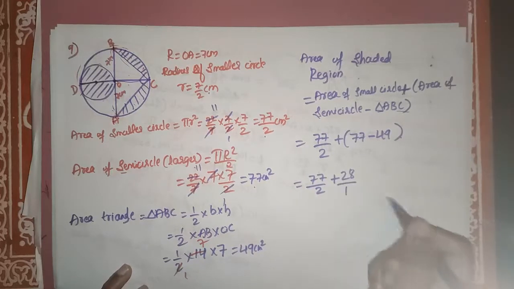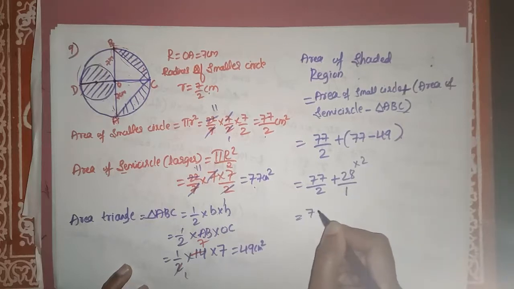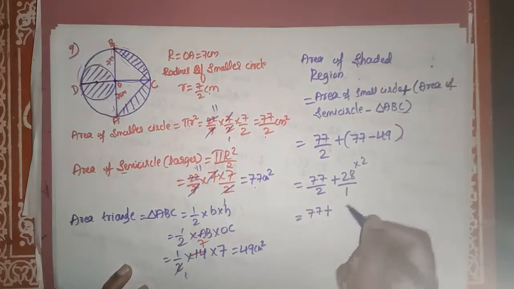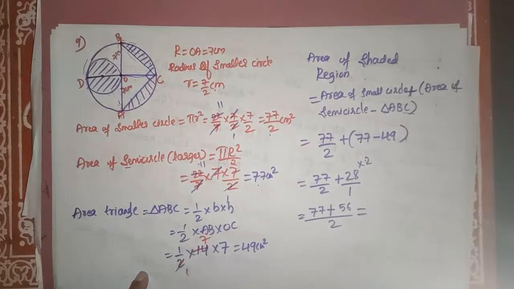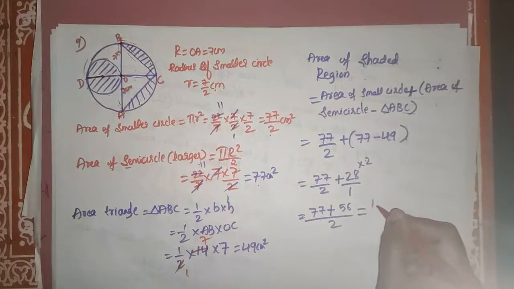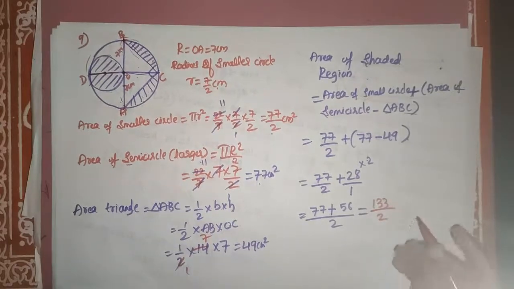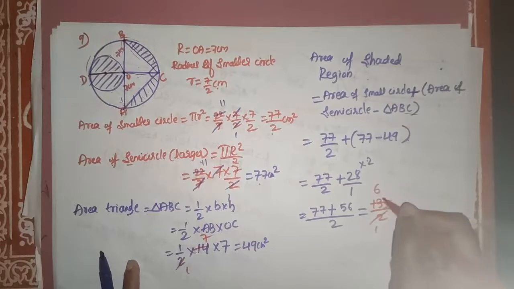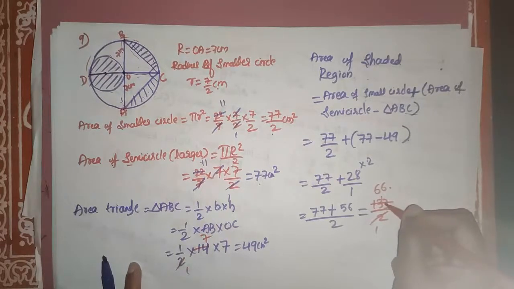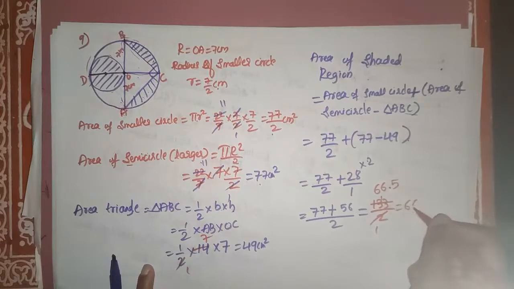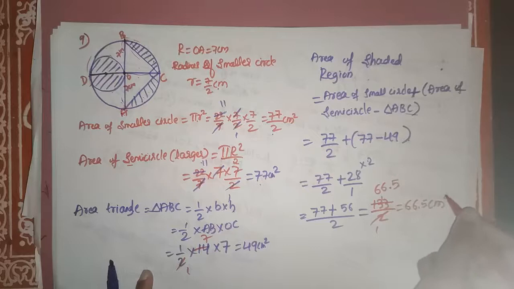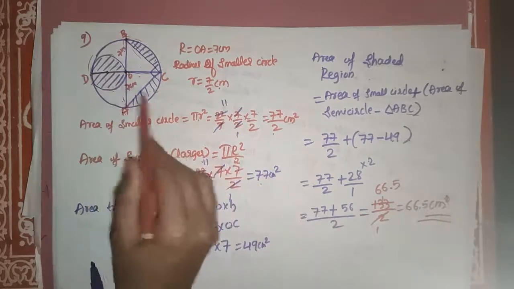Okay, here the LCM is 2, multiplying by 2, 77 plus 28 2s are 56, divided by 2. So on adding, we have 133 by 2. 2 6s are 12, we remain with 1, then the decimal point, 2 5s are 10. This is 66.5 centimeters square. This is the area of the shaded region.